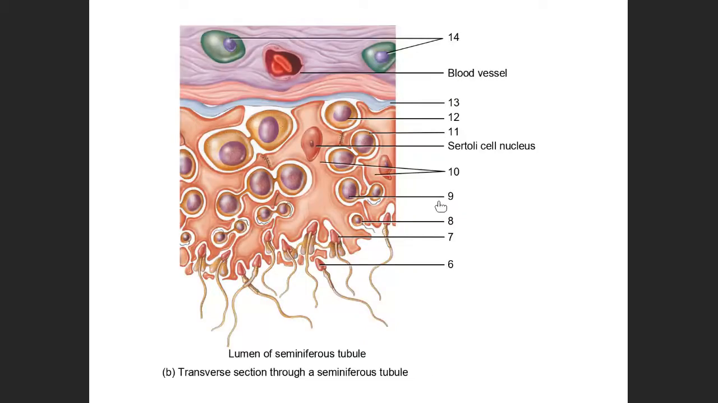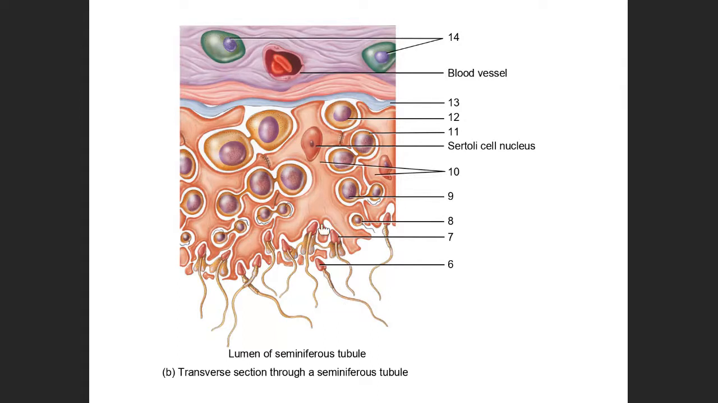In this picture, number 14 are out of the seminiferous tubule. They are Sertoli cells, for making testosterone. Then you can see the basement membrane of the seminiferous tubule. After that, you have a spermatogonium. Then you have primary spermatocyte. Then you have secondary spermatocyte. After that, spermatid, and then sperms.